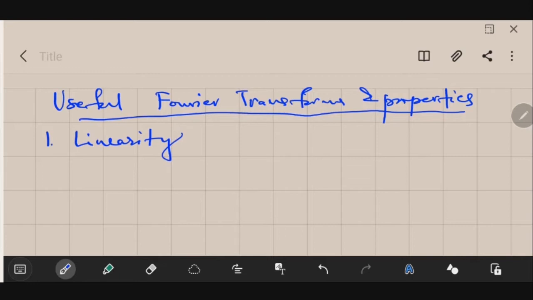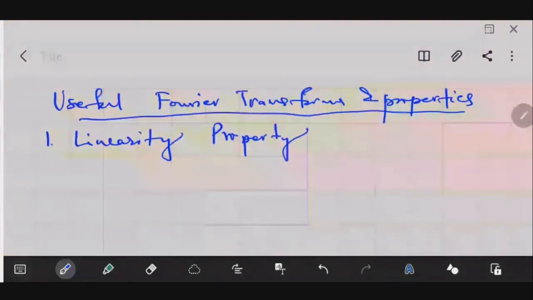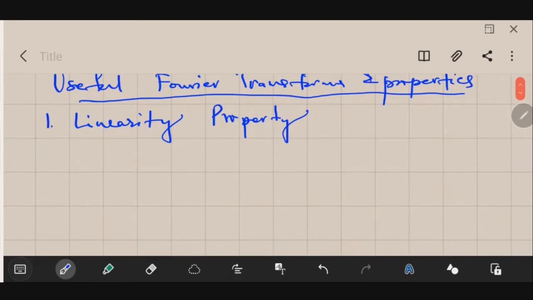Linearity property. Okay. So this is a quite useful property. It will help you find the Fourier transform for some of the signals like cos omega t, because cos omega t could be expressed in the form of e to the power j omega ct. You could use Euler's formula and express it in forms of e to the power j. So that's why this property could be useful there. Okay, so let me tell you what this property is.